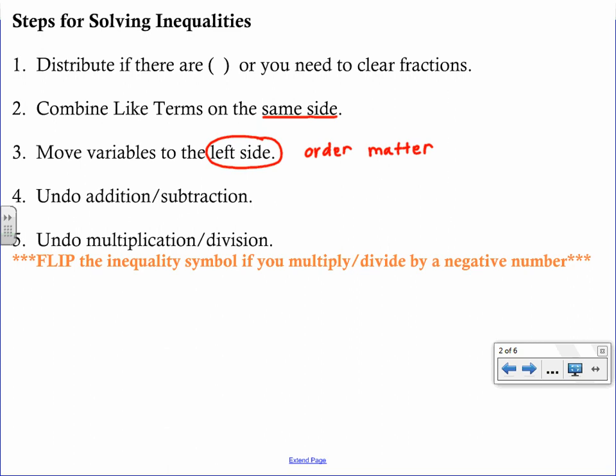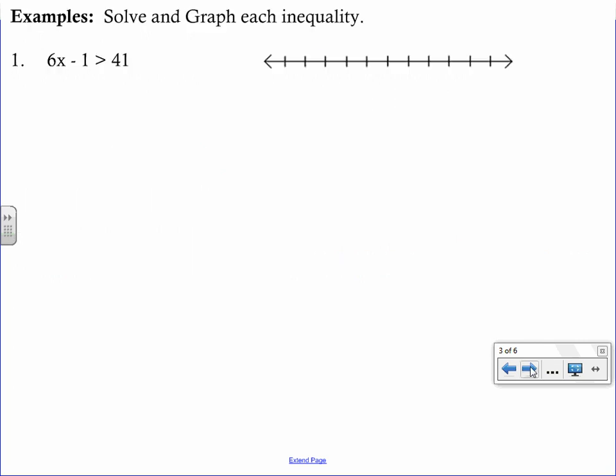And here's where you need to remember your special rule. If you multiply or divide, like we did in our investigation, if you multiply or divide by a negative number, you need to flip the inequality. And that only happens if you multiply or divide by a negative. It doesn't mean if you get a negative answer, you flip it. It just means if you multiply both sides by a negative number. So let's get started on some examples.